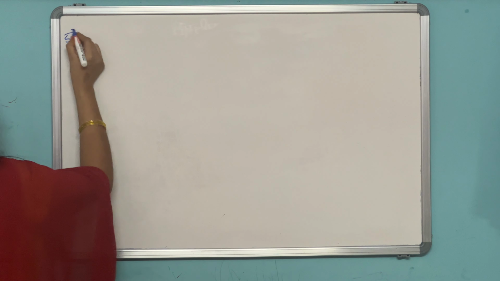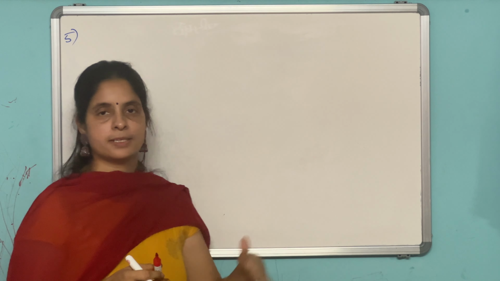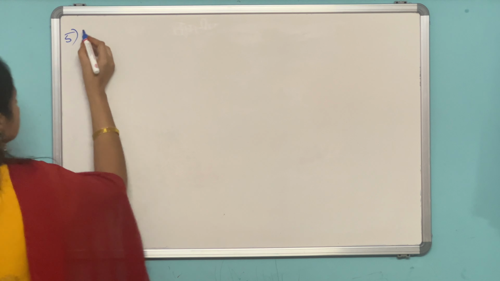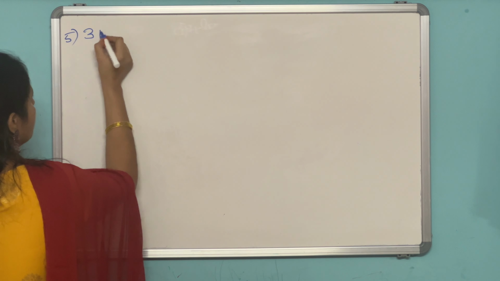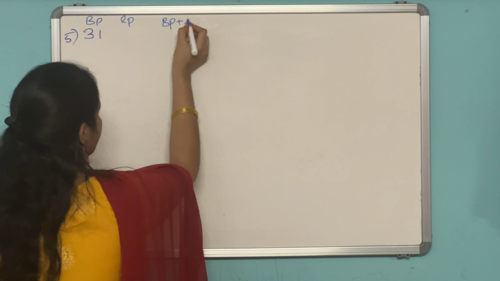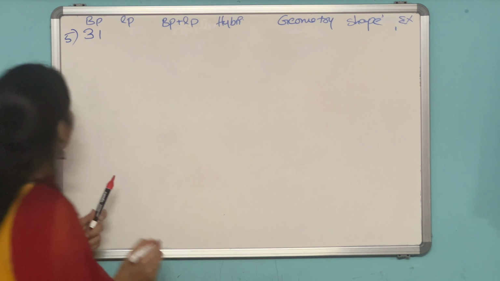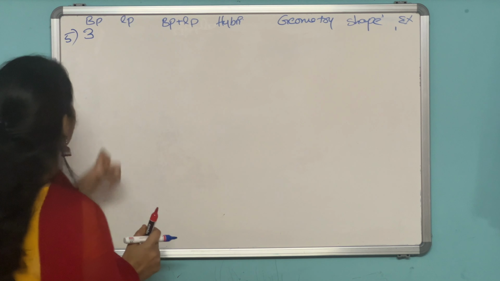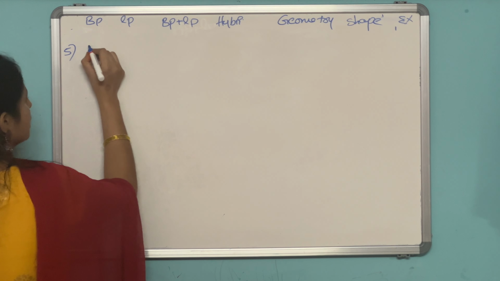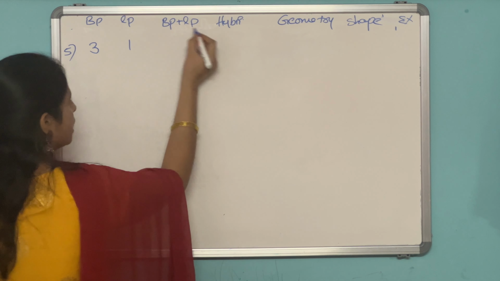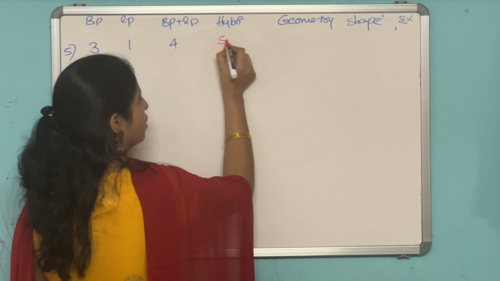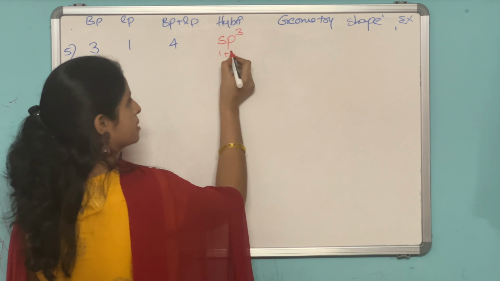Now the fifth one. Here you maintain the table as a continuation. We have taken the fourth one, 4 bond pairs, no? So here the number of bond pairs is 3. I'll write again: bond pairs, lone pairs, bond pairs plus lone pairs, and the hybridization. Okay. So for the fifth one, 3 bond pairs, 1 lone pair, bond pairs plus lone pairs 4. Hybridization is sp3, 1 plus 3, 4.